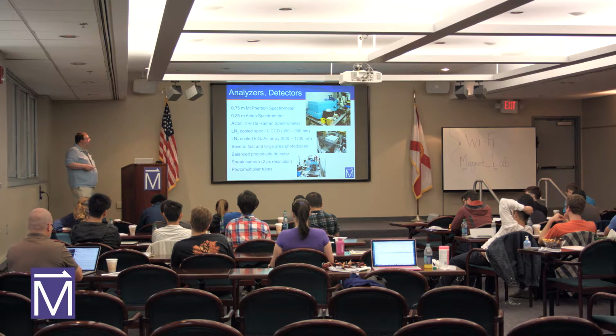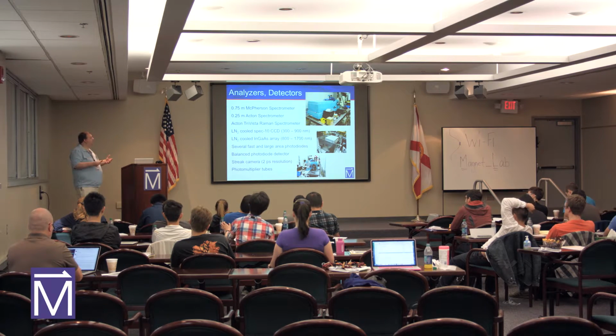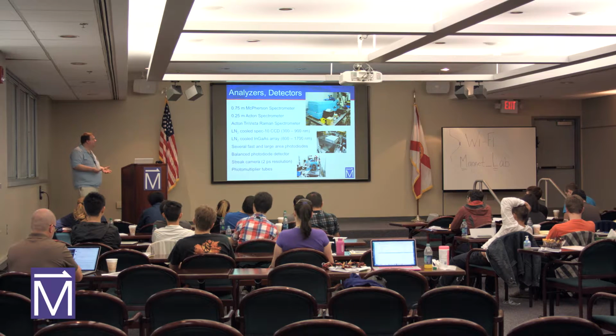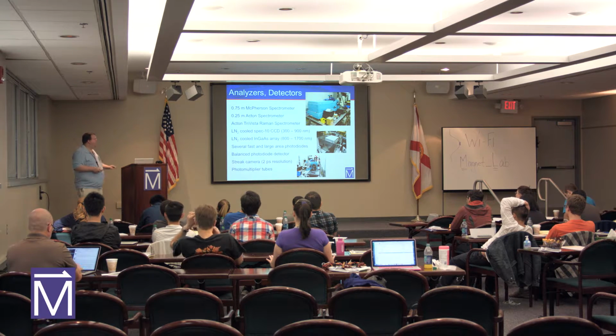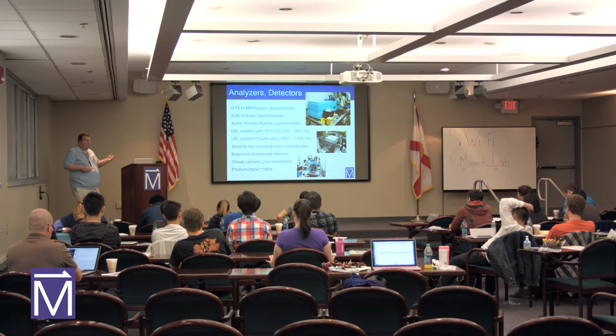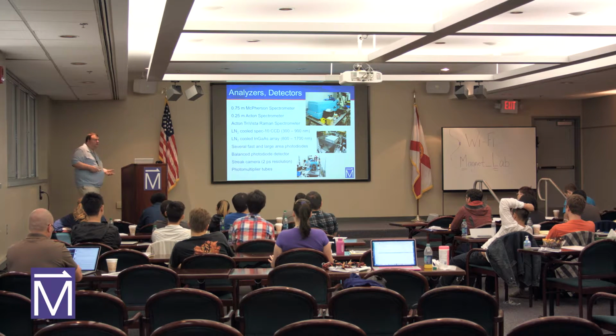We have a number of CCDs that are tuned to work for detection in either the visible range to the near-infrared or further into the near-infrared. So that would be our silicon-based CCD, and also a liquid nitrogen-cooled InGaAs array. We'll talk a little bit later about why you put liquid nitrogen into these. We have many different types of fast and large area photodiodes. We also have balanced photodiode detectors. That's for common mode noise rejection, which we'll also talk about a little bit later.